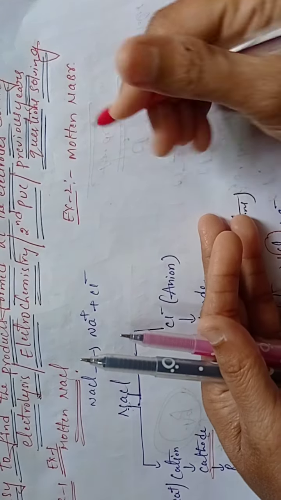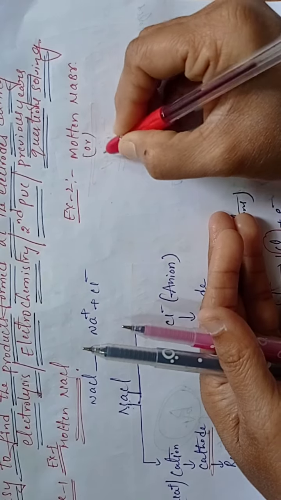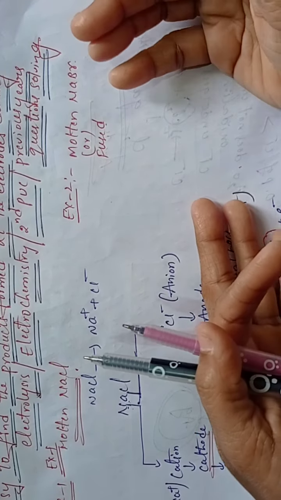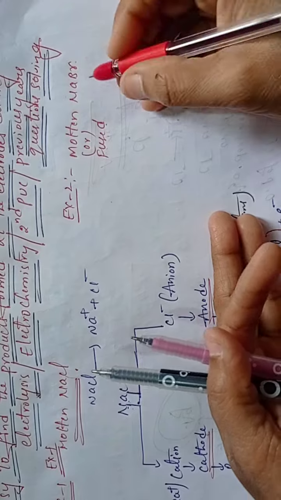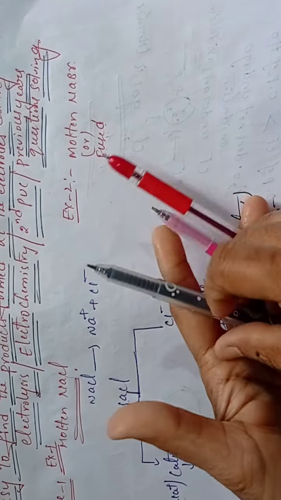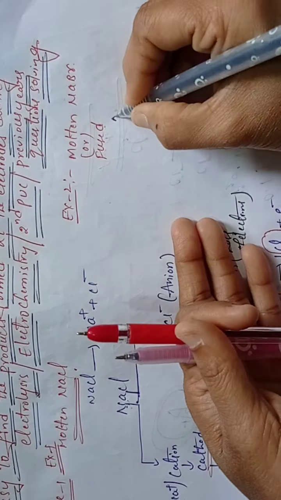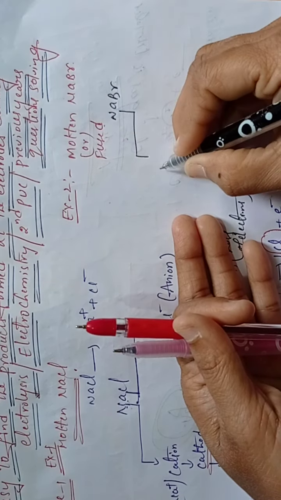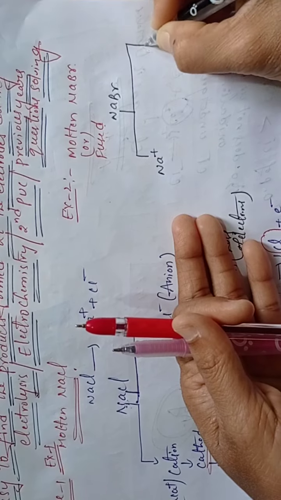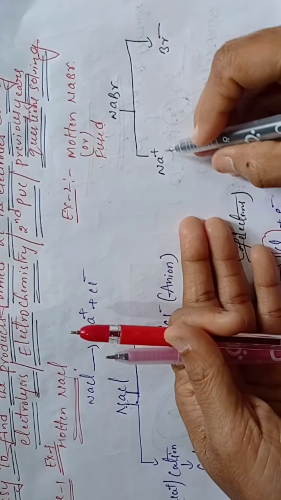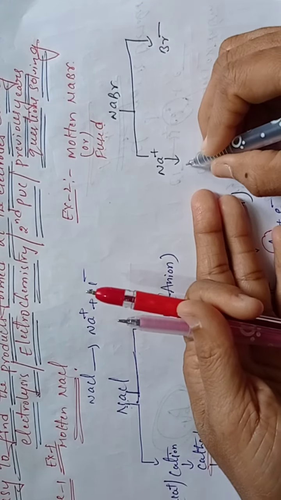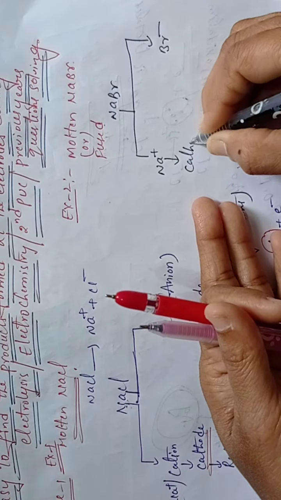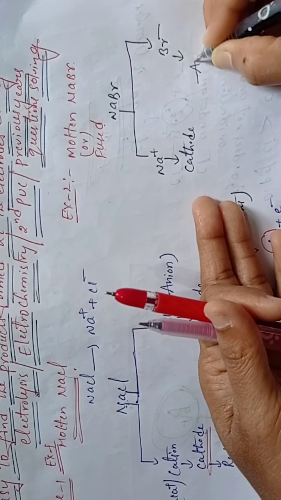This molten state is also called the fused state. Now, in molten NaBr, what is the cation? Na plus is the cation and Br minus is the anion. The Na plus ions move towards the cathode during electrolysis. Cations move towards the cathode and anions move towards the anode.